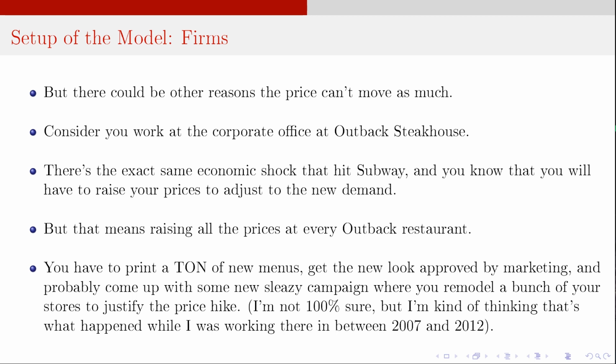Well, one way to do it would be to remodel a bunch of the stores, renovate them, make them look newer, go for a more polished, casual look rather than just, hey, come to Outback. And I can't do an Australian accent, so I'm not even going to bother. Oh, crikey or something. I don't know. I'm absolutely terrible at that. So they went for a different sort of look, which then, of course, justifies more of a price hike.